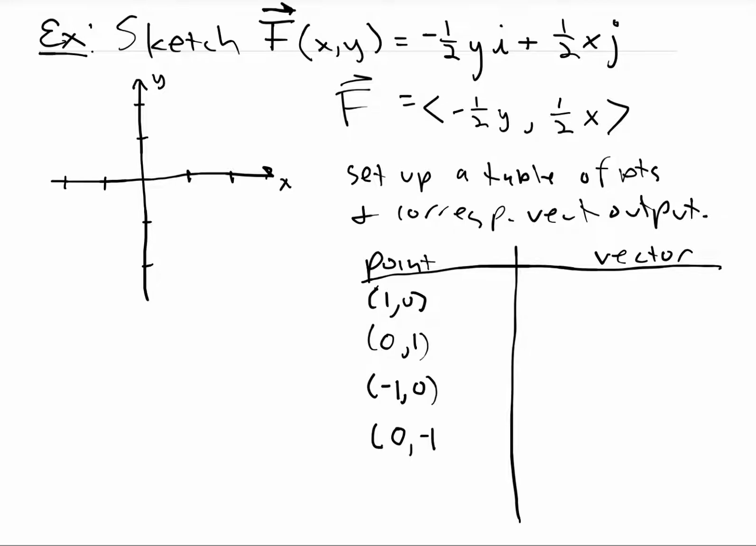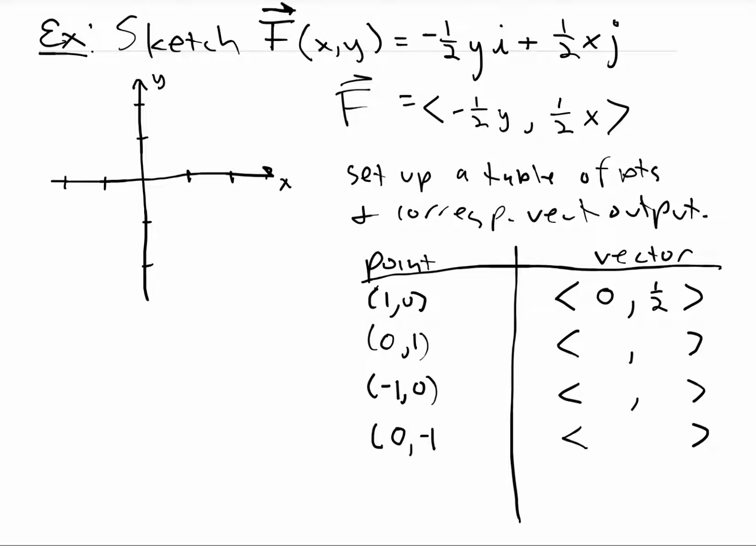If I want to figure out what these guys map to, I just plug these points into my function, right? So if I plug in my 1 and my 0 for x and y in my function, well, plugging in 1 for x is going to give me a half over here. Plugging in 0 for y gives me a 0. And I can repeat this process for every single one of these points.